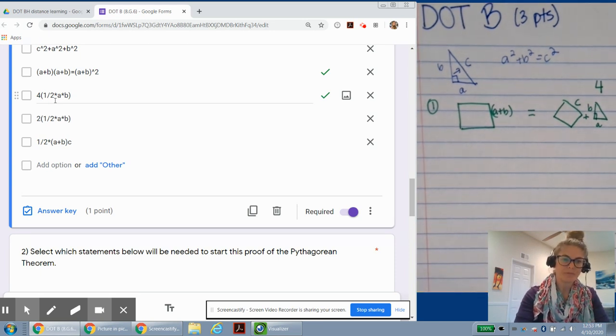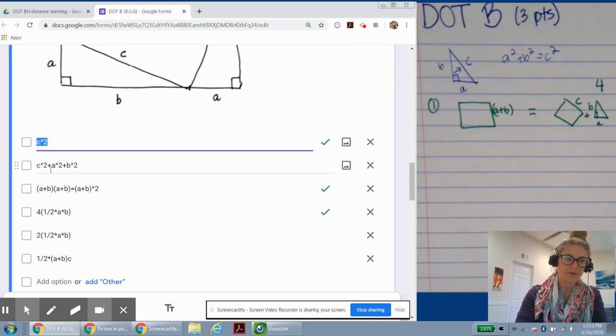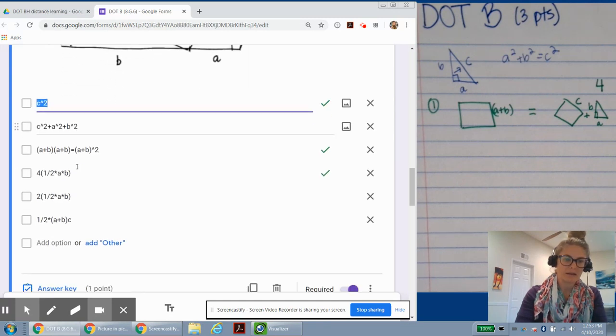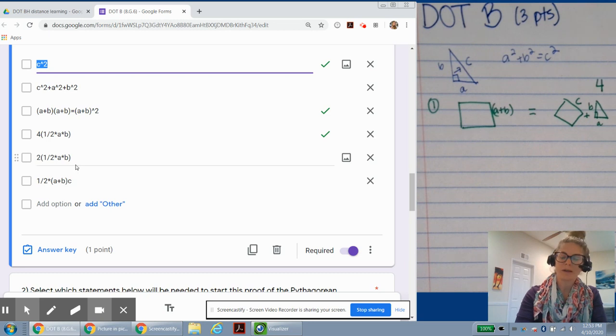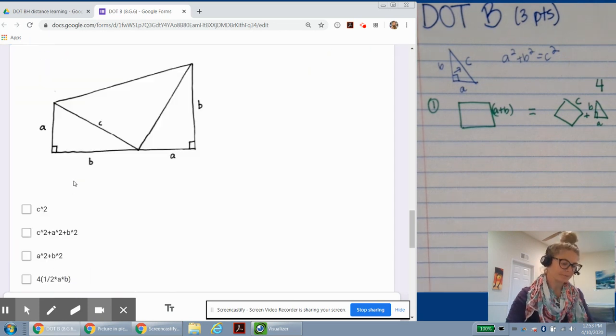Cool. Talking about why we wouldn't use the other ones, we're not going to use C squared plus A squared plus B squared because there's no shape that has that area. We're not going to use 2 times 1/2 A times B because there's 4 right triangles that are congruent, not just 2. And we're not going to use 1/2 times A plus B times C because there's no triangle that has one side A plus B and one leg length C. So let's take a look at the next proof.